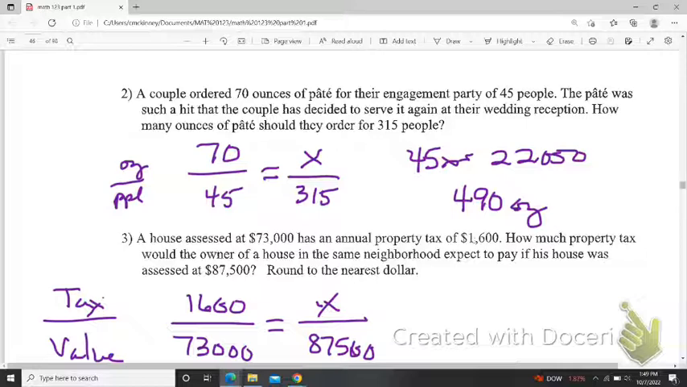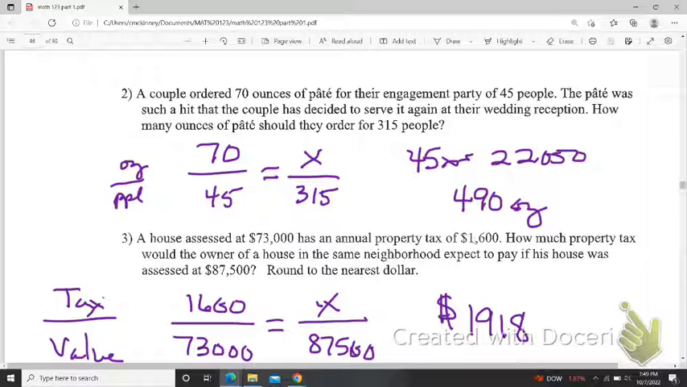And then round to the nearest dollar. So I would have anticipated dollars and cents, but the directions say round to the nearest dollar. So $1,918. Sorry about that. $1,918. And so think about if that seems reasonable.